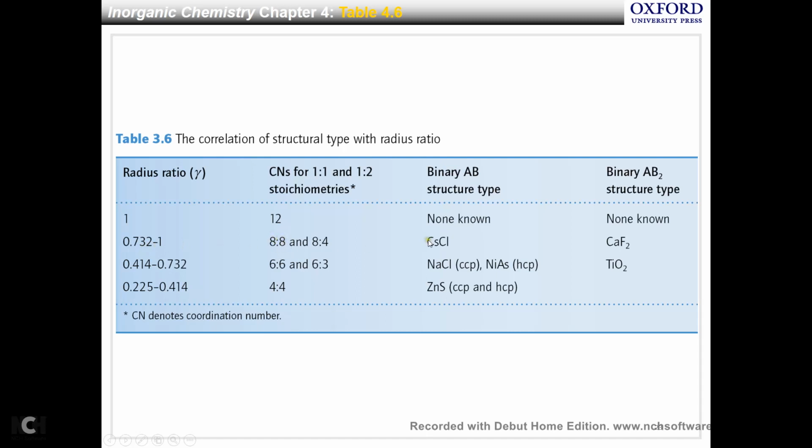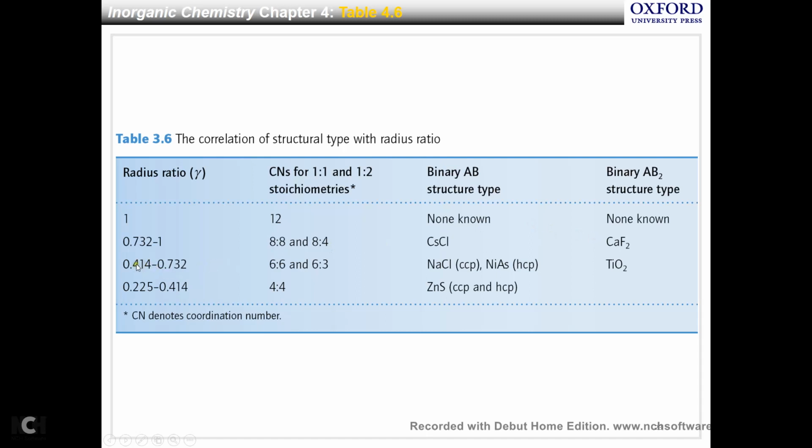If the ratio is between 0.7 and 1, more likely you will see the coordination numbers of 8 and 8 for cesium chloride or 8 and 4 for calcium fluoride. What's the difference? Over here you have a 1-to-1 ratio between the number of cations and the number of anions. Over here the ratio is 1-to-2. So in this case, for calcium, you have a coordination number of 8. Each calcium is surrounded by 8 fluorine, and then each fluorine is surrounded by only 4 calcium.